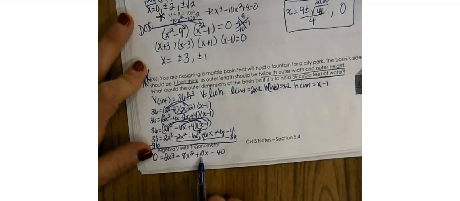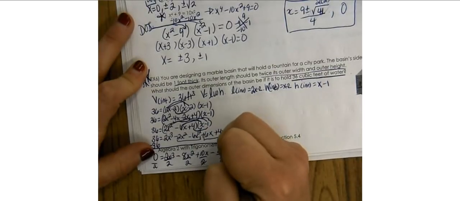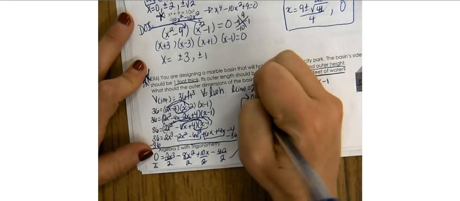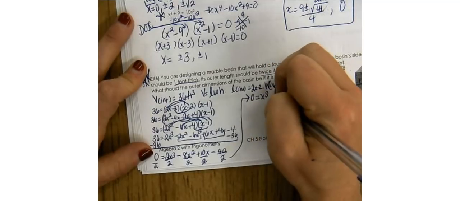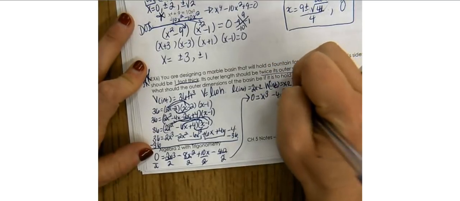Now at this step, 2, 8, 10, and 40 are all divisible by 2. And since we are solving an equation, we can divide out a 2 from every single term. You're allowed to do this if you're solving an equation. If you're factoring an expression, we would factor out a 2, not divide it out. So now I have 0 is equal to x cubed minus 4x squared plus 5x minus 20.